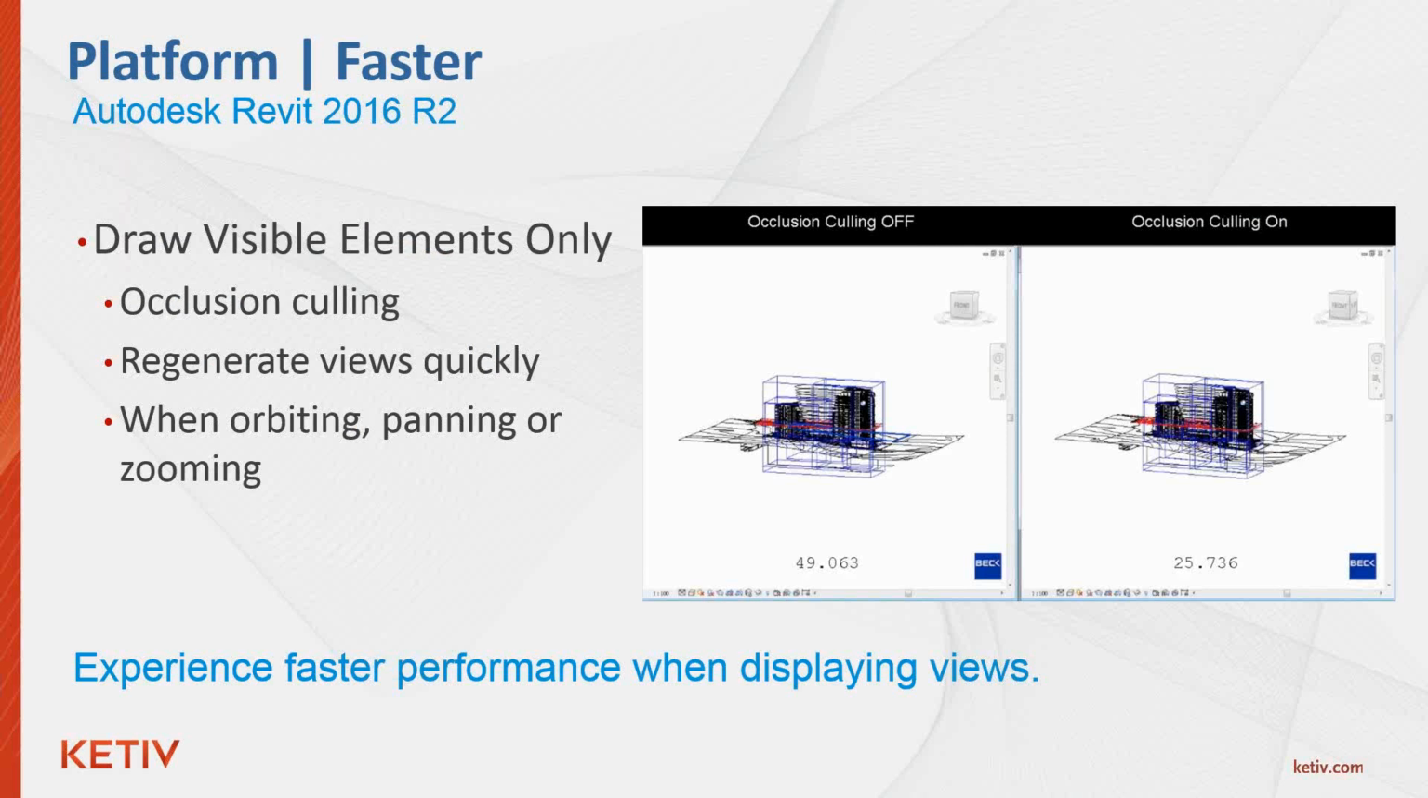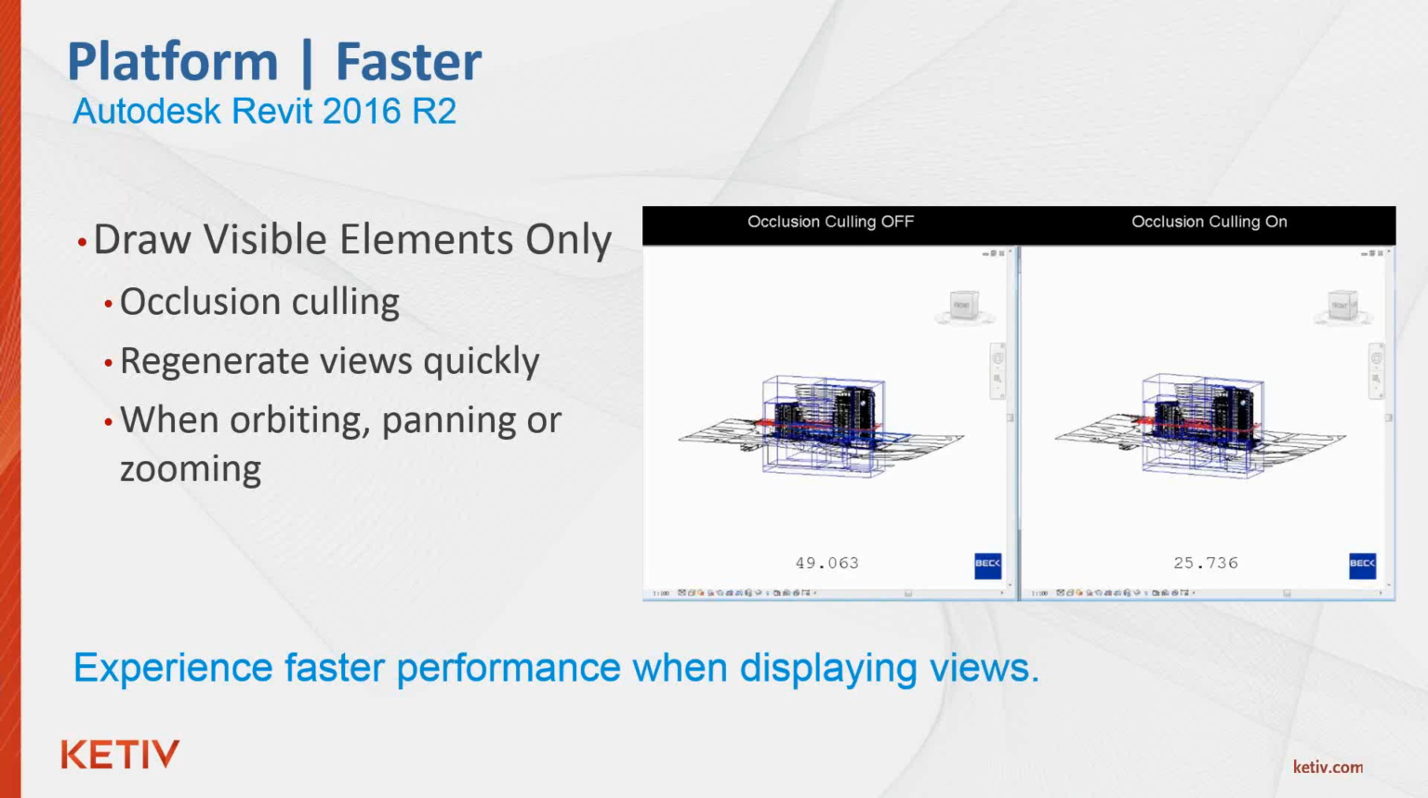All right, so to help improve productivity, Revit 2016 R2 will now only draw elements that are visible, enabling you to regenerate views more quickly during navigation while orbiting, panning, or zooming. With the Draw Visible Elements Only option activated, Revit doesn't draw elements that are hidden. So if you can't see it, Revit doesn't draw it. And this occlusion culling option improves performance as Revit works only on displaying the visible elements of a view. The result is navigation that is nearly twice as fast as the original Revit 2016, which is pretty cool.